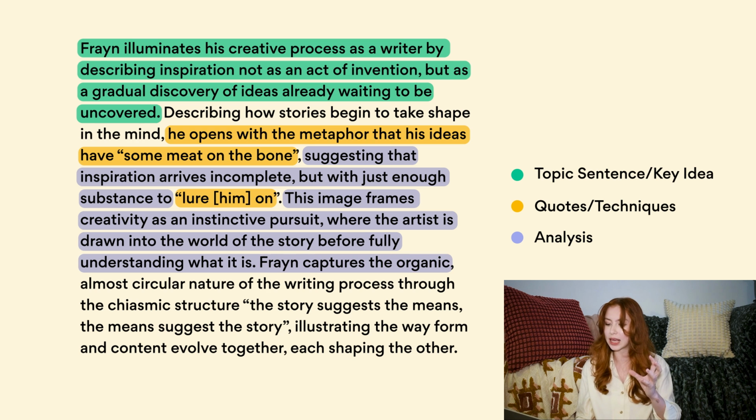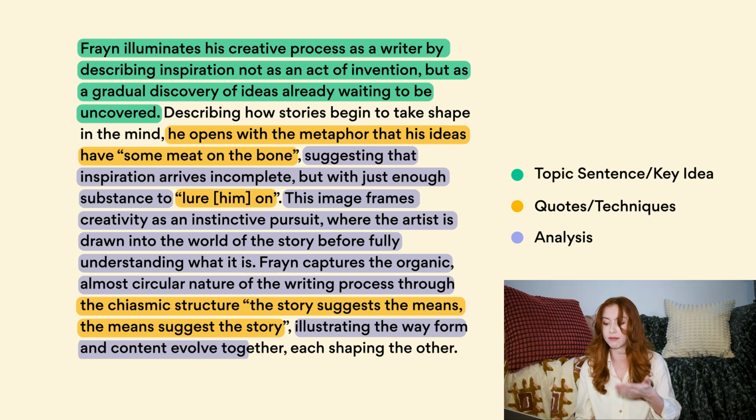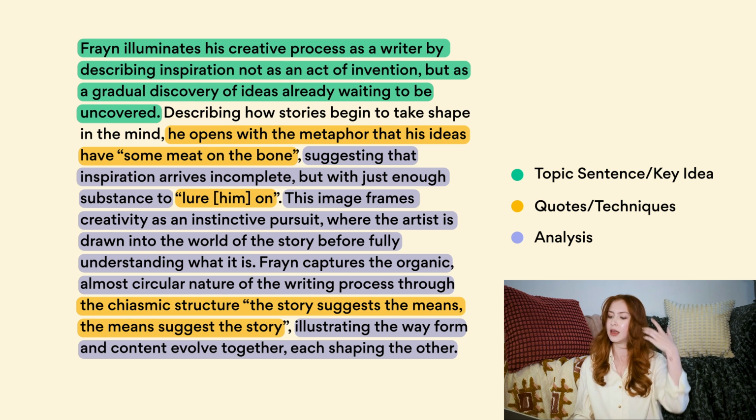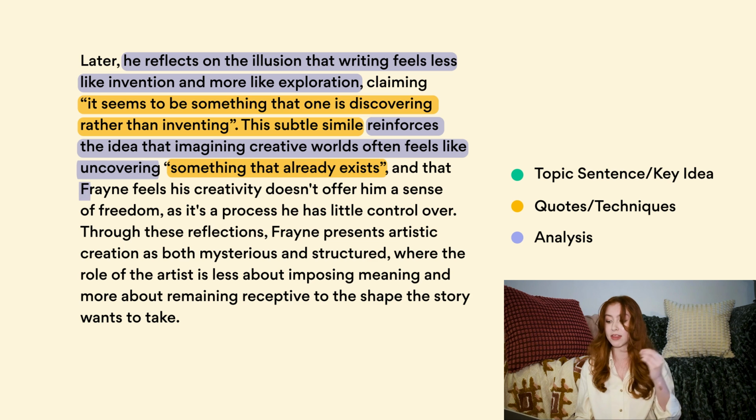Frayne captures the organic, almost circular nature of the writing process through the chiasmic structure. The story suggests the means suggests the story, illustrating the way form and content evolve together, each shaping the other. Later, he reflects on the illusion that writing feels less like invention and more like exploration, claiming it seems to be something that one is discovering rather than inventing. This subtle simile reinforces the idea that imagining creative worlds often feels like uncovering something that already exists, and that Frayne feels his creativity doesn't offer him a sense of freedom, as it's a process he has little control over.